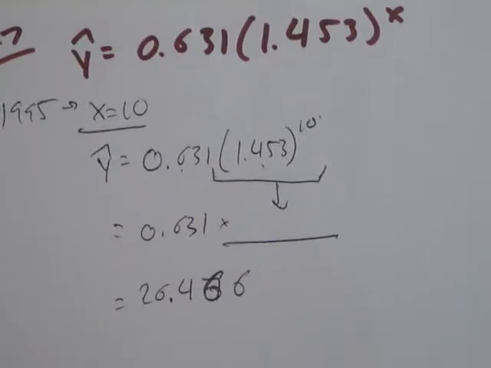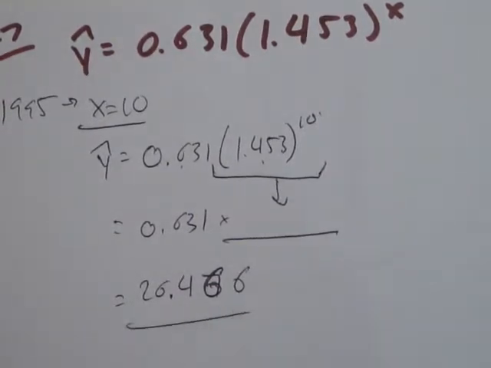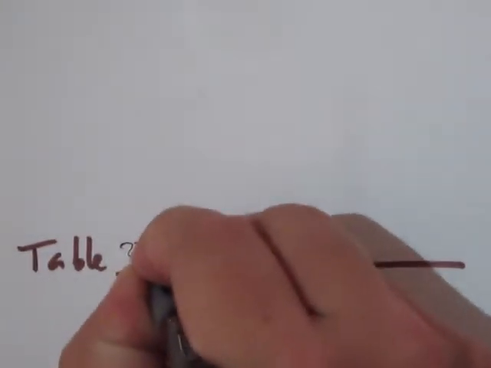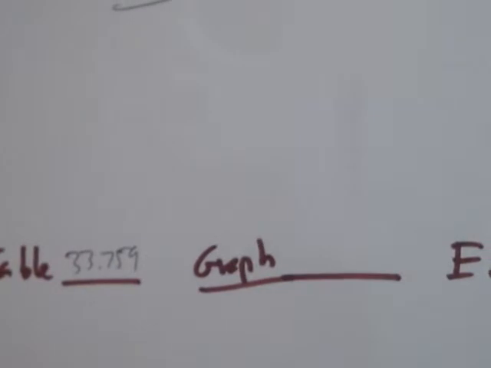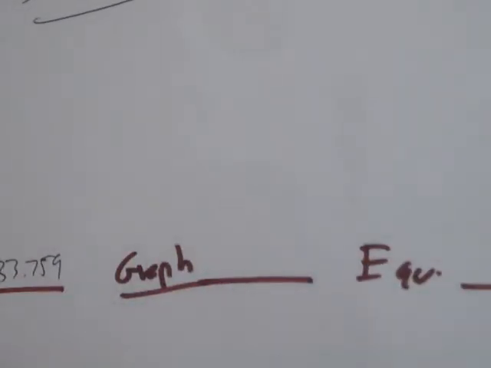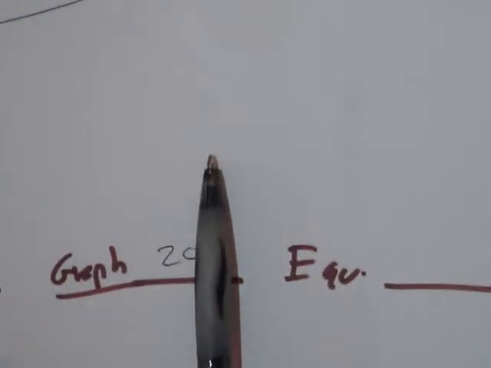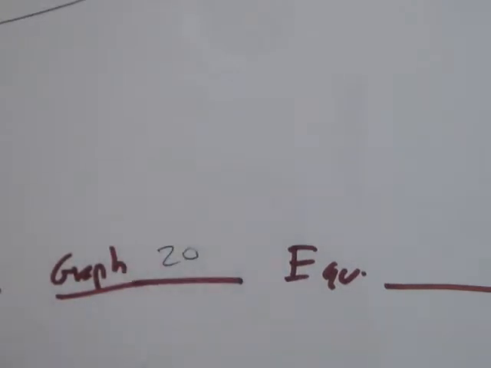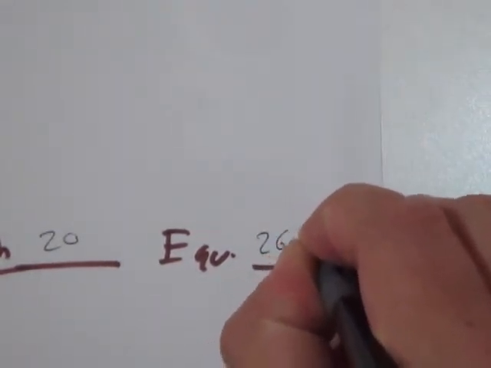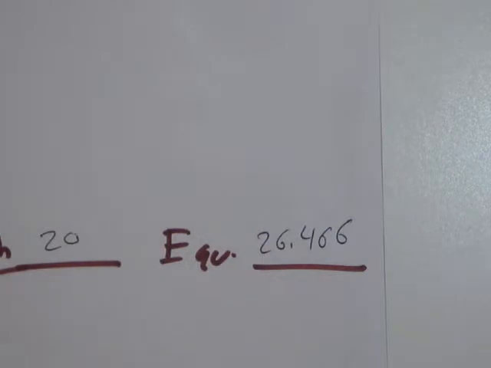Okay. So they ask us now, all right, well, let's write all these things down. So from the table, if we look at the value from the table for 95 or for year 10, it was 33.759. From the graph, when I looked at where the curve was amongst all the dots, I got about 20, which was kind of far off. And then I'm predicting the number of users, so I looked at 15 going left to right, and then I went up to the line, and then that was at about 20 on the y-axis. And then from the equation, we just got it over here, we got 26.466.